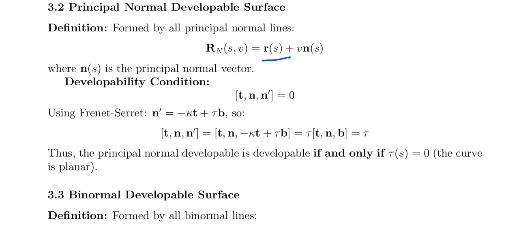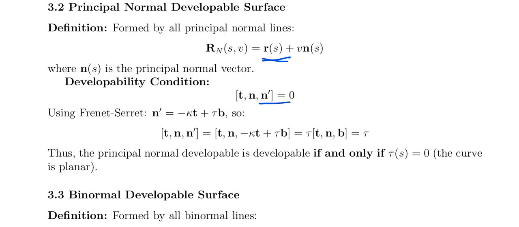The structure looks the same, see. To find whether it is developable, we need [t, n, n'] = 0. And when you use this formula from Frenet-Serret, that is n' = -kappa t + tau b, then [t, n, n'] becomes [t, n, -kappa t + tau b], so we can replace n' with this.